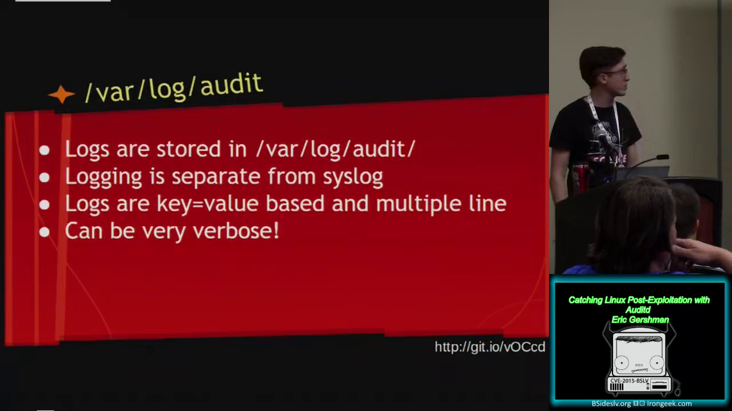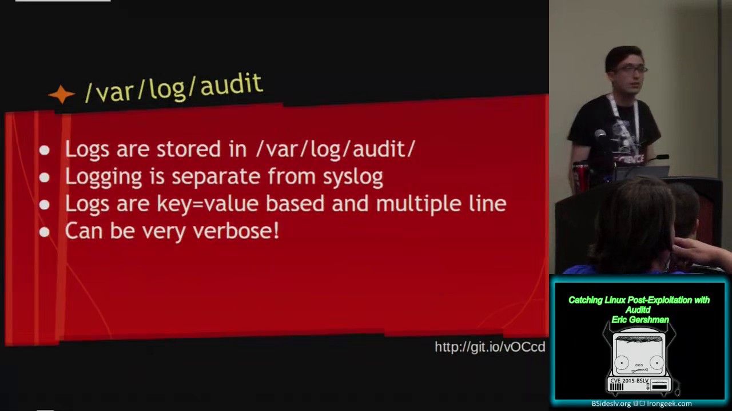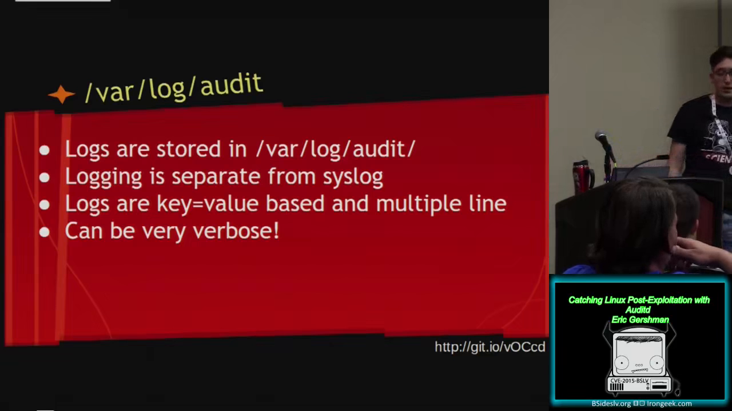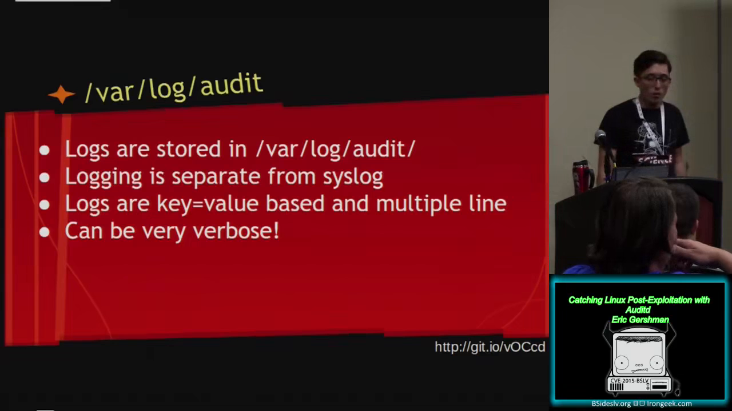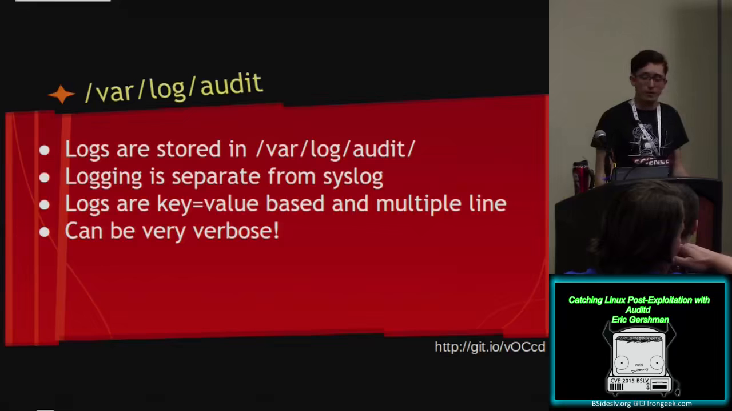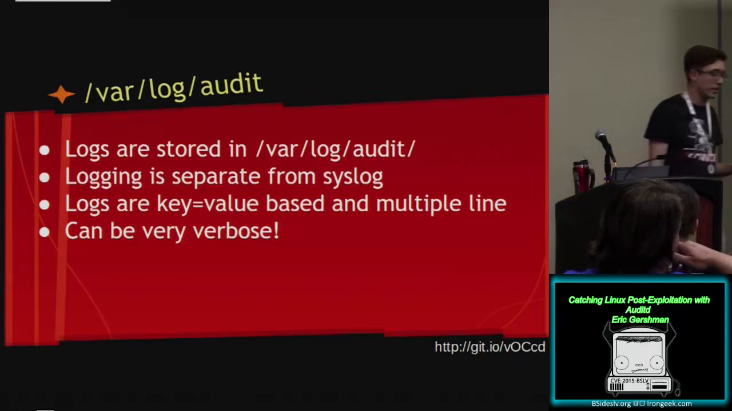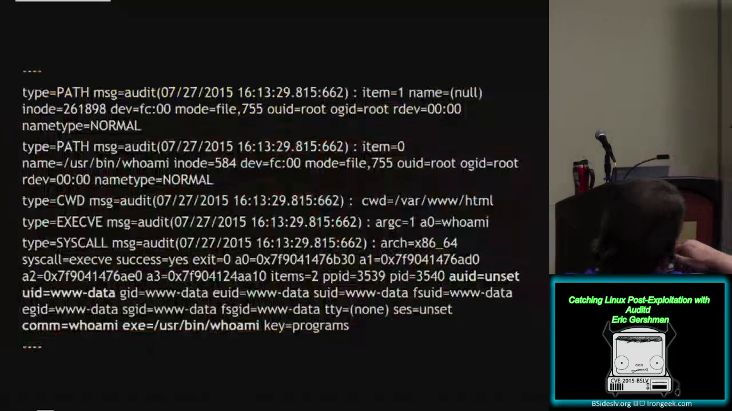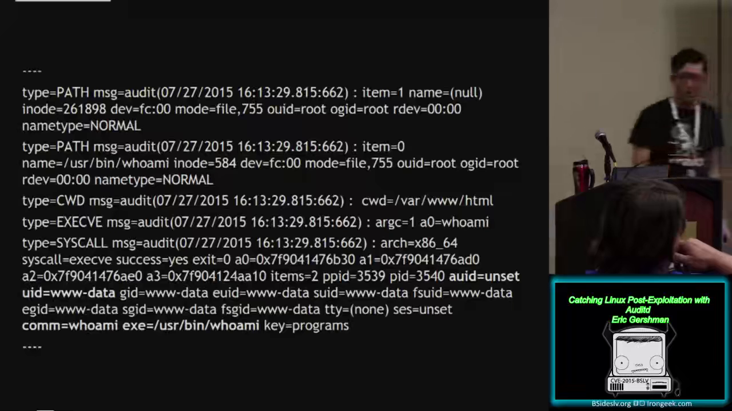So now that we've looked at the rules, let's go over the logging. Logs are stored in /var/log/audit and are actually separate from syslog for a few reasons. One, that the audit logs can have sensitive information, such as passwords in them. The other reason is that by having a separate logging system, we can maintain integrity even when syslog fails. The entries for the logs are key-value paired, multi-line logs, and they can be really verbose. This is an example of one event.